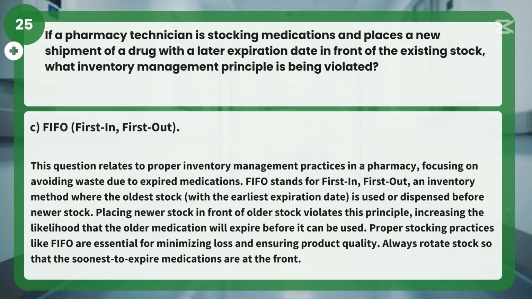Answer: C. FIFO, first in, first out. This question relates to proper inventory management practices in a pharmacy, focusing on avoiding waste due to expired medications. FIFO stands for first in, first out, an inventory method where the oldest stock, with the earliest expiration date, is used or dispensed before newer stock. Placing newer stock in front of older stock violates this principle, increasing the likelihood that the older medication will expire before it can be used. Proper stocking practices like FIFO are essential for minimizing loss and ensuring product quality. Always rotate stock so that the soonest-to-expire medications are at the front.